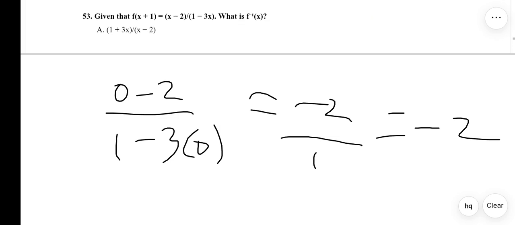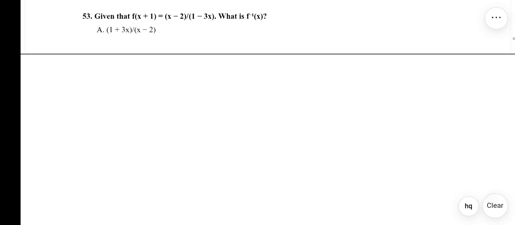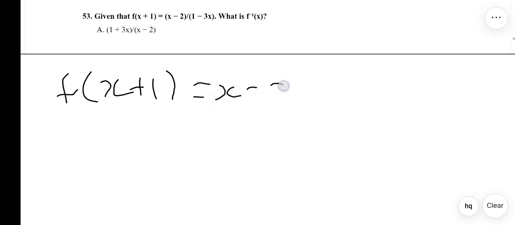So for 53, I have f of x plus 1 is this. I will now have to find f inverse of x. So first of all, let me find f of x. And how did I find my f of x? So I knew that my f of x plus 1, let me use my black pen, f of x plus 1 is equal to x minus 2 all over 1 minus 3x.